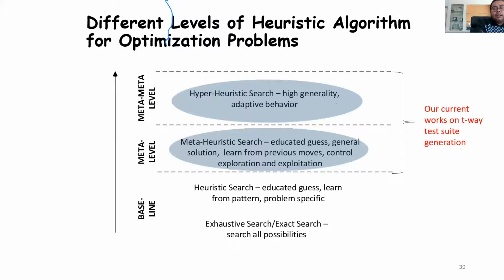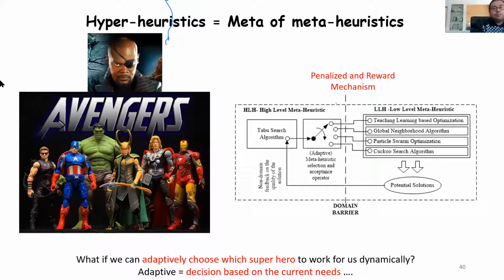We work with something called hyper-heuristic, which is a meta of meta-heuristic, where another level of meta-heuristic is controlling a set of low-level meta-heuristics. This hyper-heuristic works by penalizing and rewarding. For example, the analogy is this simple Avengers behavior. You can imagine this being, for example, a particle swarm algorithm, and you have this.